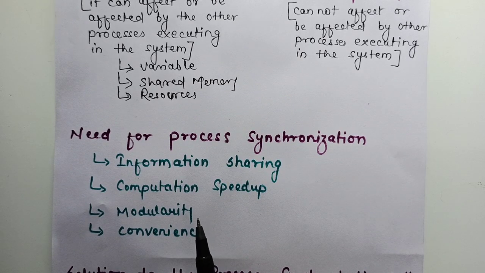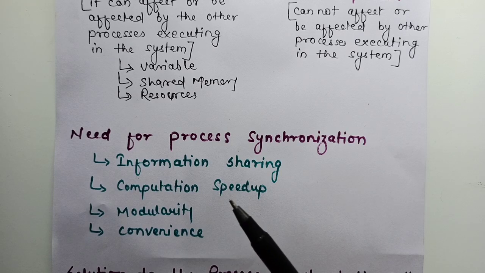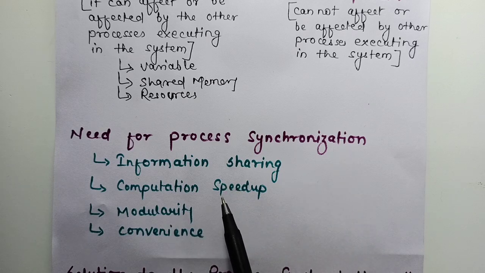See, the need for process synchronization: information sharing. Since several users may be interested in the same piece of information, for instance a shared file, we must provide an environment to allow those concurrent processes to concurrently access these types of resources, right? So we have to do such information sharing many times, and the processes working on that information are known as cooperating processes.